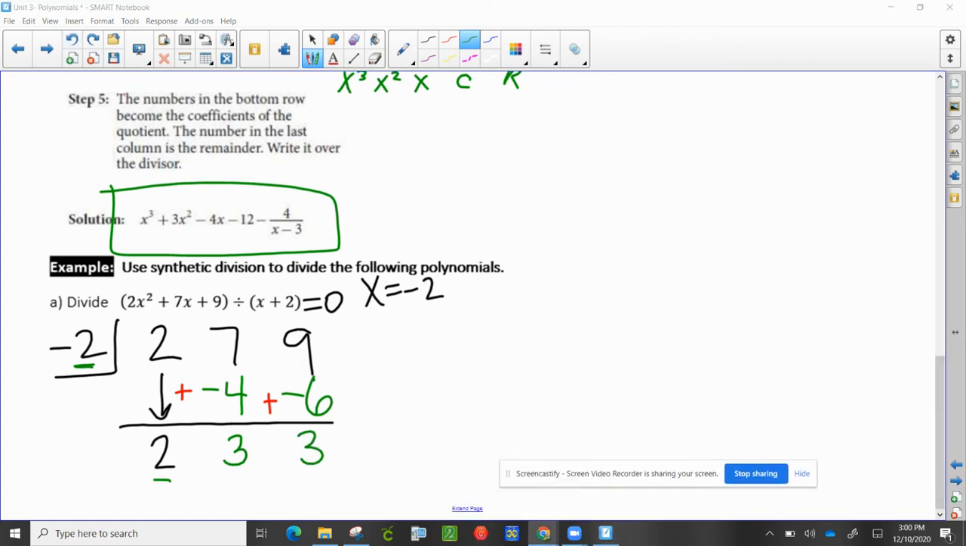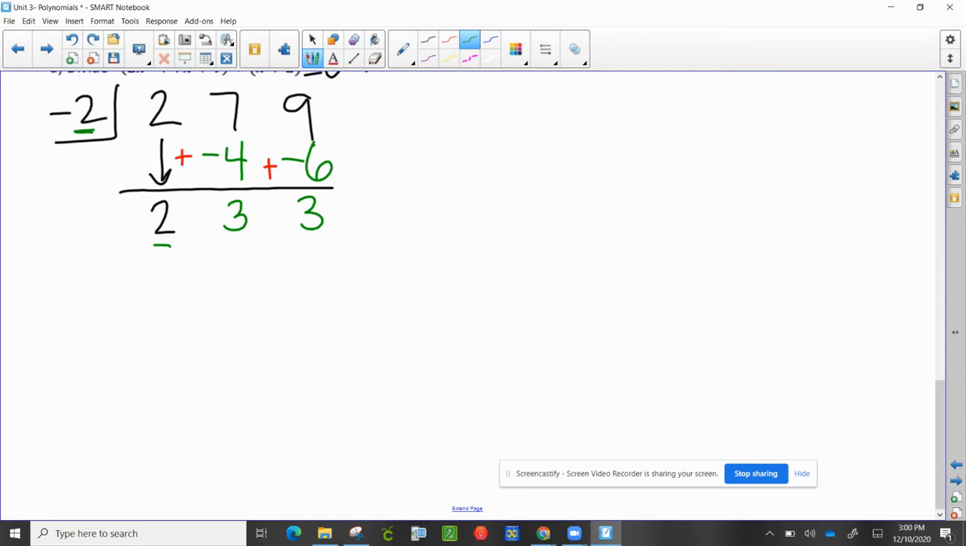So now that we have no more numbers, we're done with the synthetic division. We just have to figure out how to write our answer. So again, I always work backwards. So this would be our remainder. This is my constant term then, and this is my coefficient for the x term. So I start from the right and work my way up. So that means our answer here is 2x plus 3.